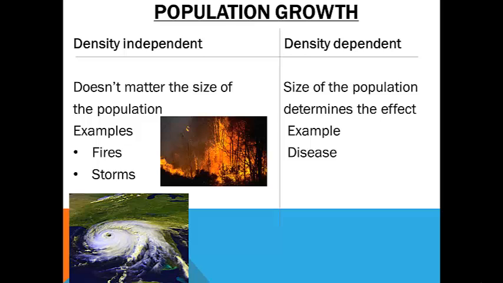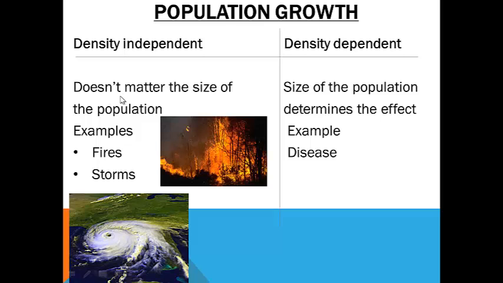Okay, if you look at those two words, independent and dependent, the one on the left, independent, means that the population's growth is independent of how big the population is. And this one pretty much means that the growth of the population will be affected based upon how big or small the actual population is.